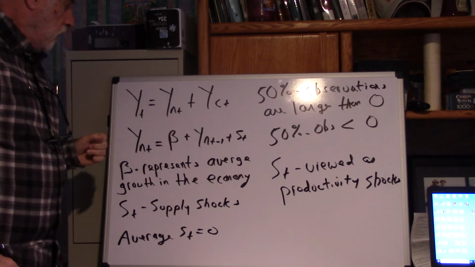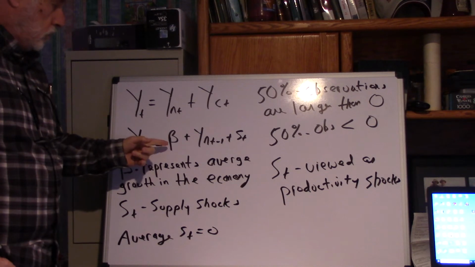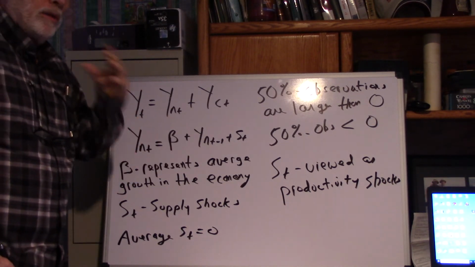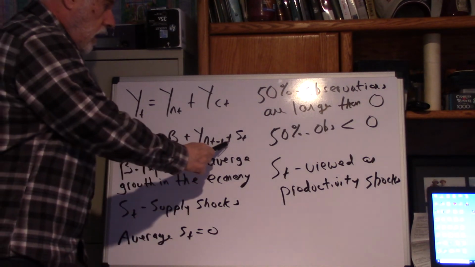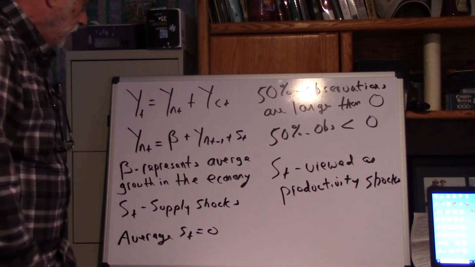So we're now going to write ynt to be equal to this expression, which equals beta, which we'll explain in a second, plus ynt minus 1, what the natural level of output was last period, and then plus a supply shock st. So let's go through each individual component.